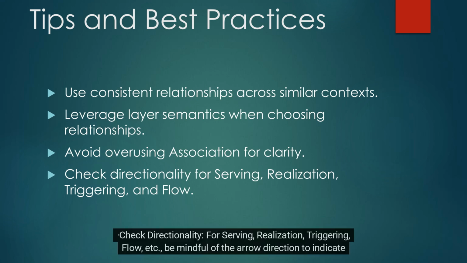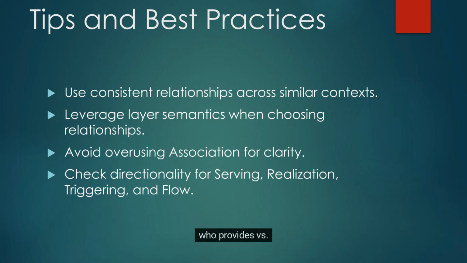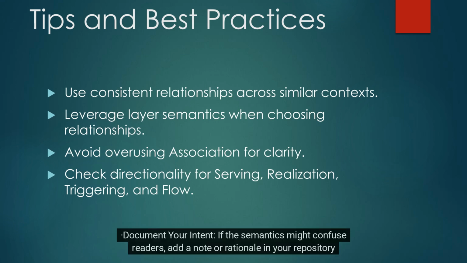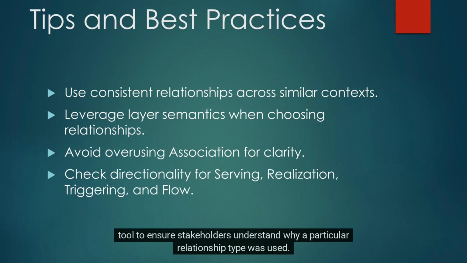Check directionality, for serving, realization, triggering, flow, etc. Be mindful of the arrow direction to indicate who provides versus who consumes or what triggers what. Document your intent. If the semantics might confuse readers, add a note or rationale in your repository tool to ensure stakeholders understand why a particular relationship type was used.